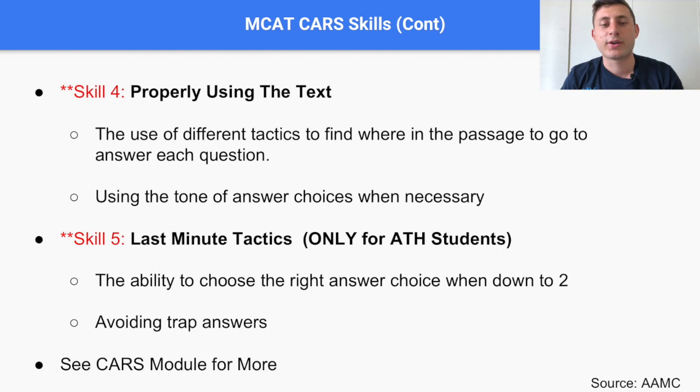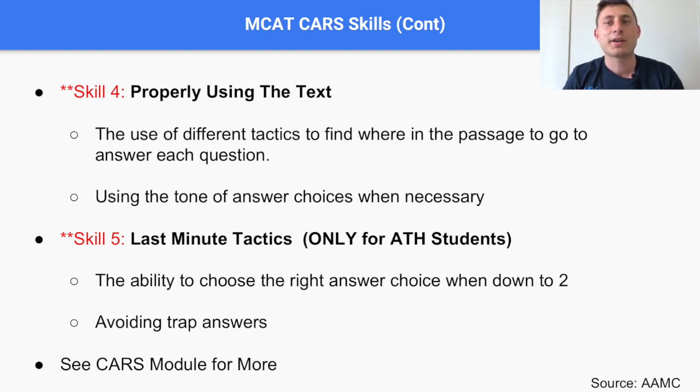So the first, which I call skill 4, is properly using the text. Here we want to use different tactics to find where in the passage to go to answer each question. Now, a big mistake a lot of students make is they don't properly use the information they are presented with. A lot of students will read the passage and then try to remember a lot while answering the questions. This is not what you want to do. I repeat, you do not want to read the text and try to just memorize a lot of the information. A lot of times the answers are not as hard as you think, but they require going to a very specific portion of the text in order to find your answer.